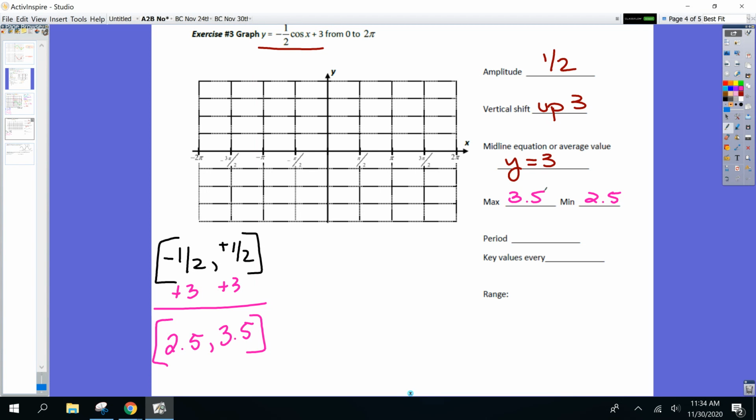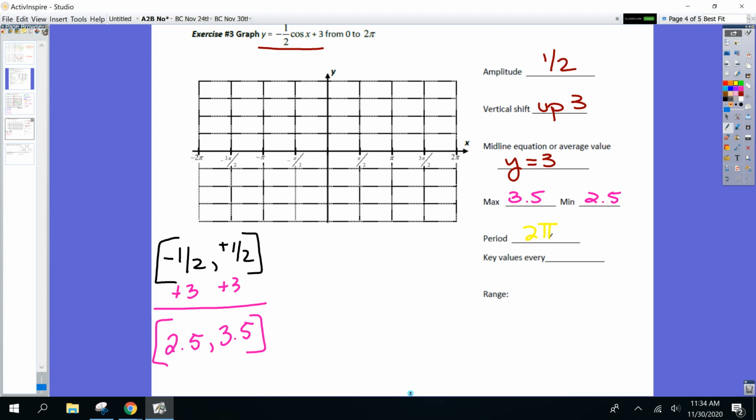Please ask. Those are important numbers there. Anybody have questions on where we got them from? I always take the min and max before we shift and then add the shift to it. All right, period. It's still going to be 2 pi. I just wanted to introduce this and get it in your head. It's not that important right now, but it will be Wednesday.